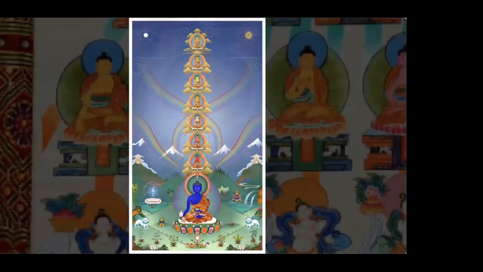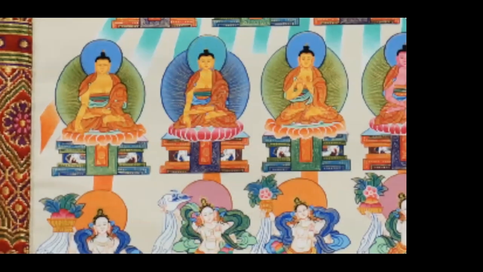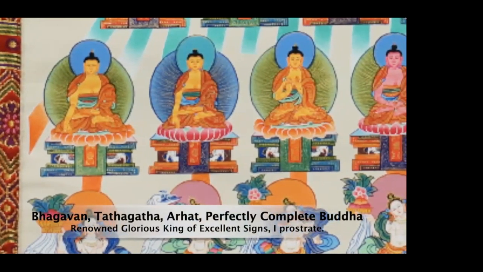The seven medicine Buddhas. To Bhagavan, Tathagata, Arhat, perfectly complete Buddha, renowned, glorious king of excellent signs, I prostrate.